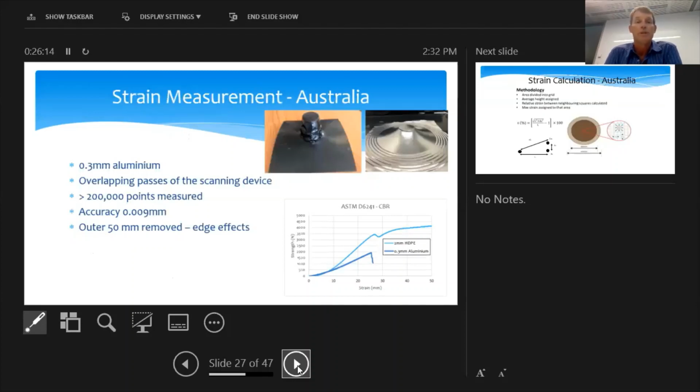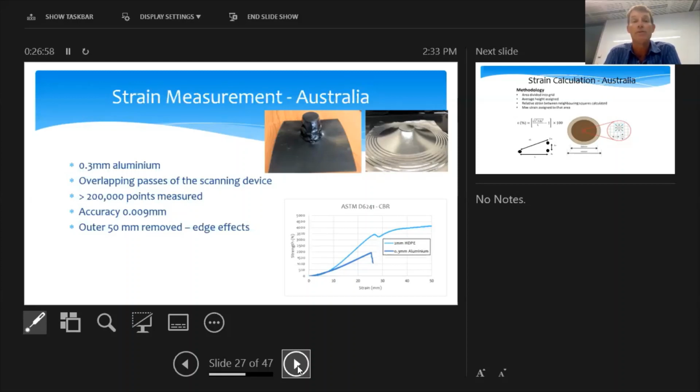In terms of what we do here in Australia, this is where we take the American standard and have altered it to optimize the testing that we carry out. We use a 0.3 millimeter aluminium sheet to record the strains. The problem with the lead sheet is twofold. A, it's flexible, so when you lift it out of the sample, it's very difficult to retain those deformations to measure. And B, it becomes an environmental issue in terms of getting rid of lead. Throwing away lead is not an ideal solution.